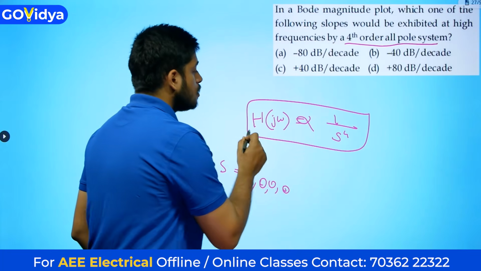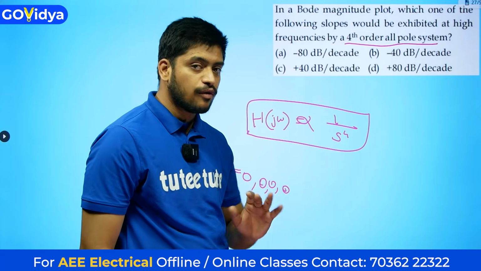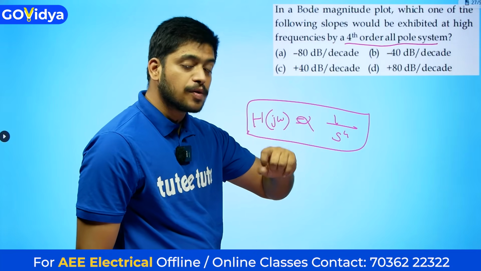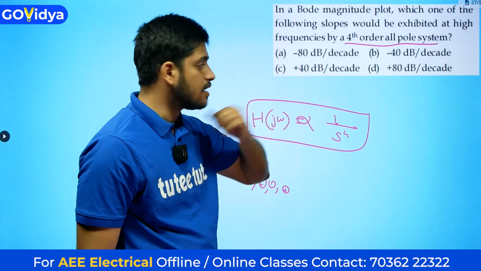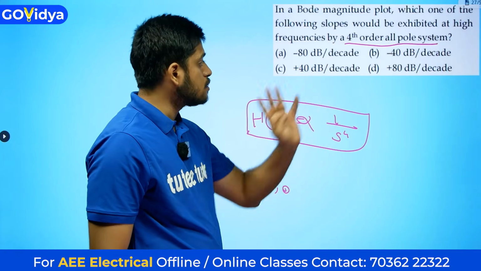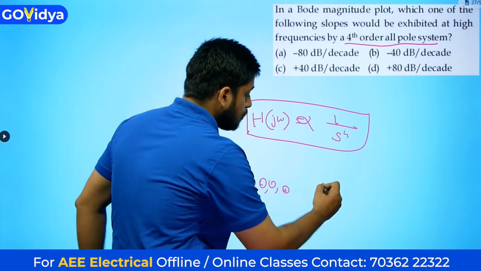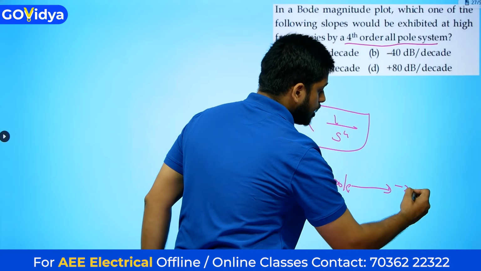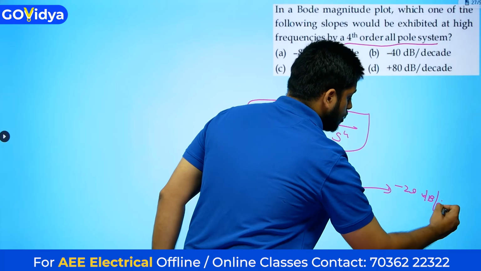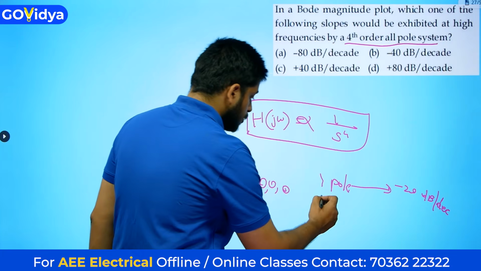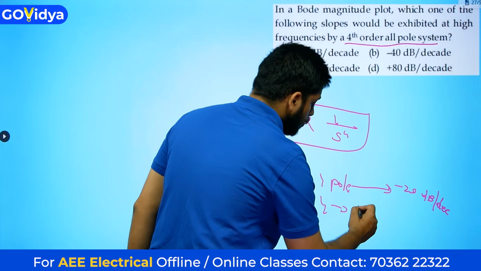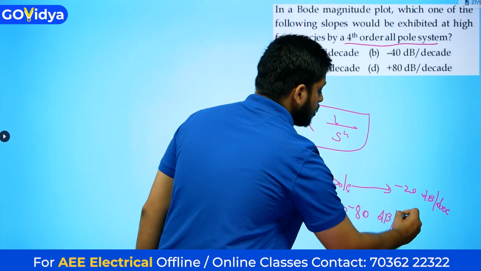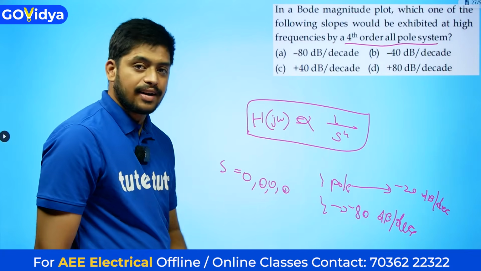Okay. So H of j omega is directly proportional to 1 by s to the power 4 if s equals 0. Let us consider this for some time. Why directly proportional? There would be some constant K or some other zero in that. But here there is a fourth order pole. So what we have learnt is, one pole gives minus 20 dB per decade. Okay, 4 poles, 4 into 20 is minus 80 dB per decade. Understood, students?